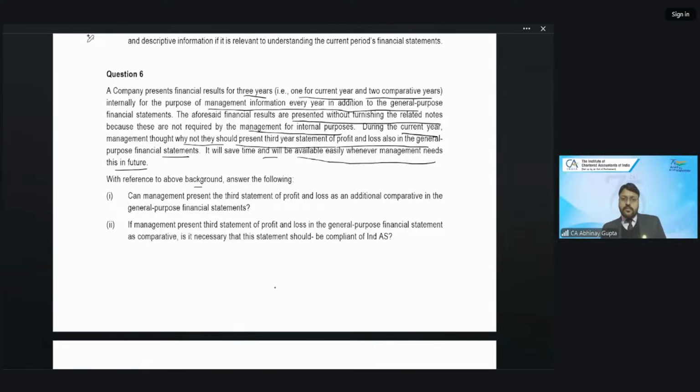With reference to the above background, answer the following. Can the management present the third statement of P&L as an additional comparative line item in the general purpose financial statement? What do you think? Yes or no? No, sir.